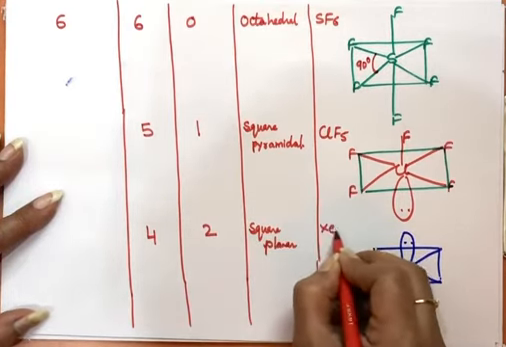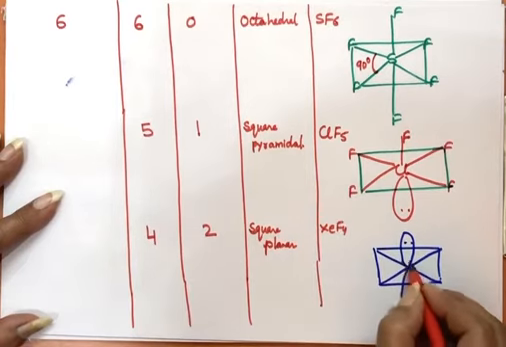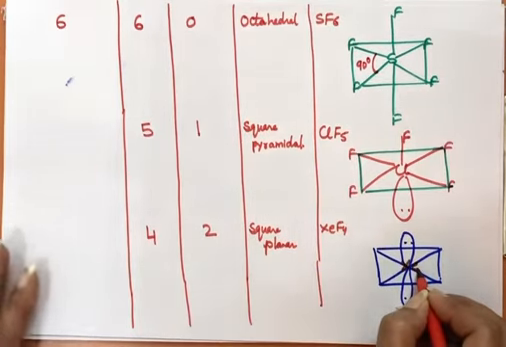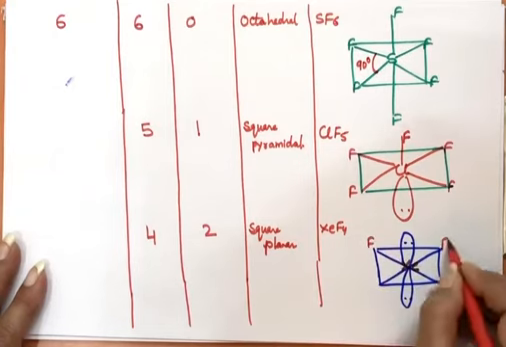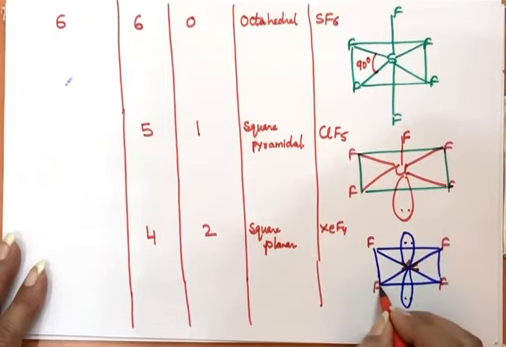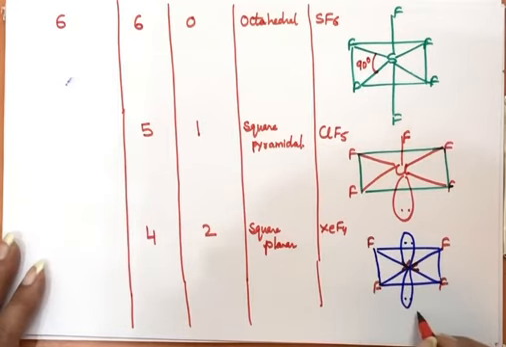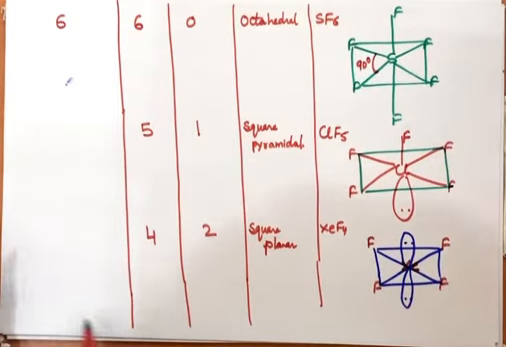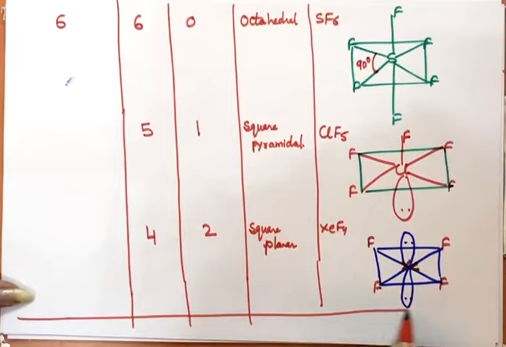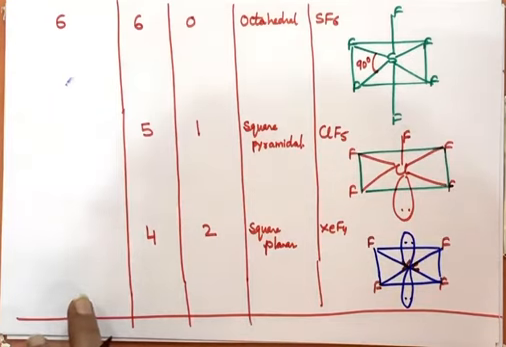The example I am taking is XeF4. Xe has 8 electrons in its last shell. It has used 4 to combine with the 4 fluorine, and 4 electrons are left with xenon, which form the 2 lone pairs, one above and one below the plane. So this is a table for the VSEPR theory to know the shapes of molecules up to 6 electron pairs.